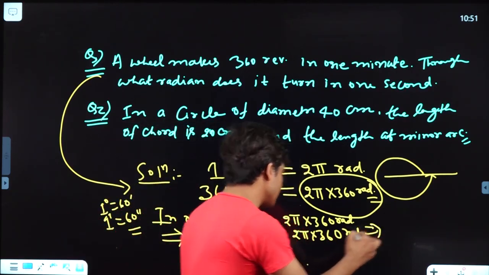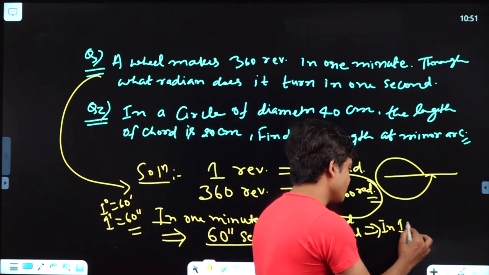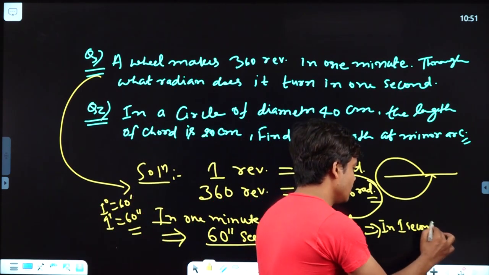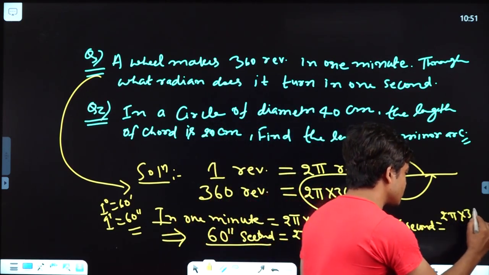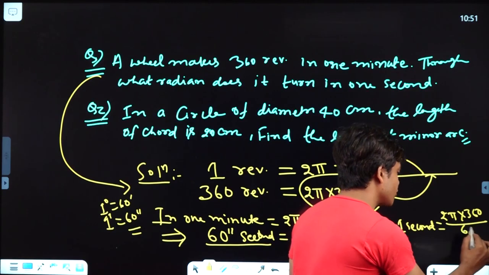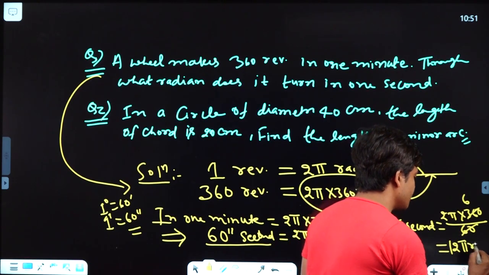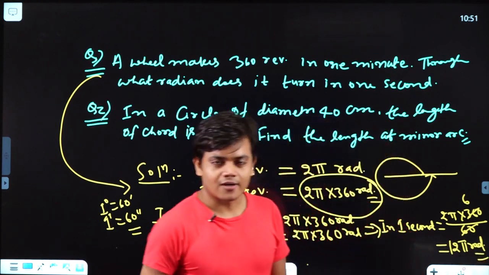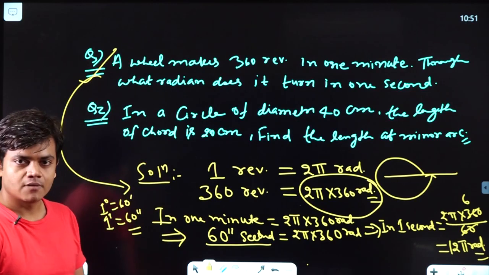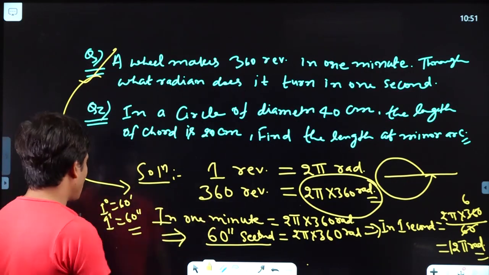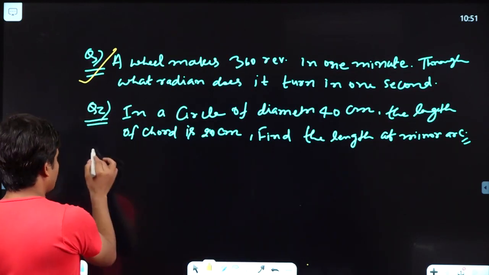So if I ask you, in 1 second, what will happen? Certainly you will say 2 pi into 360 upon 60. So this is 6 times 2 pi, that is 12 pi radian. Is this all right? So the first question is done, 12 pi radian. Now what is the second question saying? Let's do question number 2.